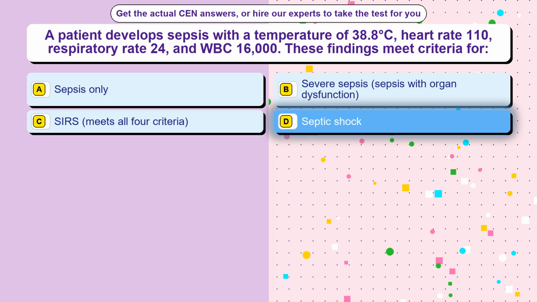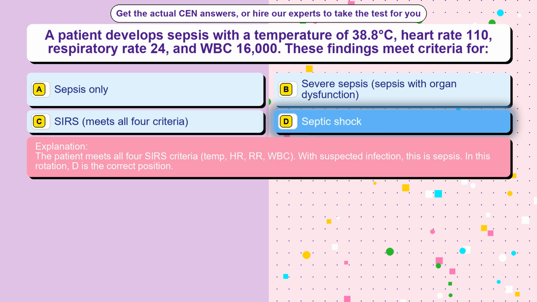The correct answer is option D, septic shock. The patient meets all four SIRS criteria: temp, HR, RR, WBC. With suspected infection, this is sepsis. In this rotation, D is the correct position.